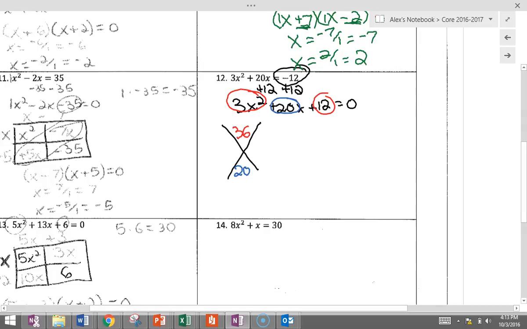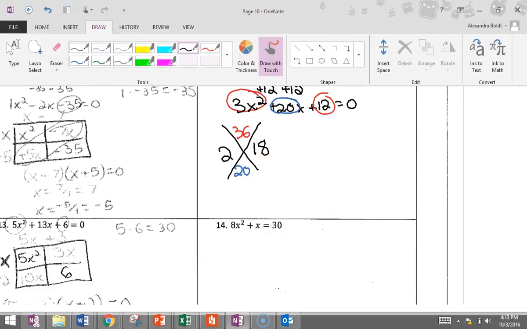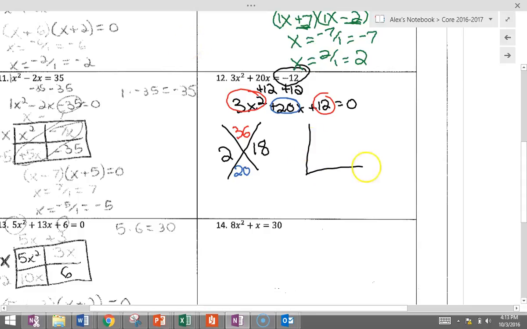Alright, so numbers that multiply to 36, right? Always start with your low factors, right? So I'm going to think of 2. 36 is 2 times 18. Well, look at that. 2 plus 18 is 20. So those are my two numbers. So then I'm going to draw that box. Right. Again, my first and my last term stay the same. I still have 3x squared, and I still have positive 12. These numbers split up my middle term, 2x and 18x.